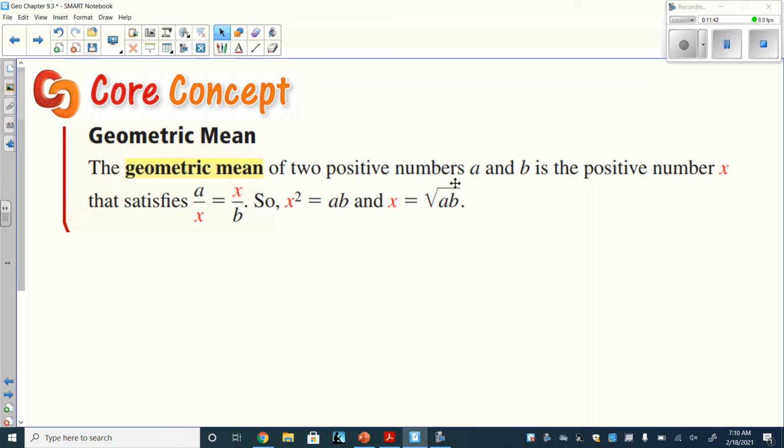Now the geometric mean of two positive numbers, a and b, is the positive number x that satisfies a over x is equal to x over b, so x squared is equal to ab, and x is equal to the square root of ab. Now all of this here, really we can just focus on this last part, that x is equal to the square root of ab. And we can just solve for this, which makes it a little bit easier. So if we have a geometric mean, our variable x, the geometric mean of these two positive numbers, is the square root of a times b.